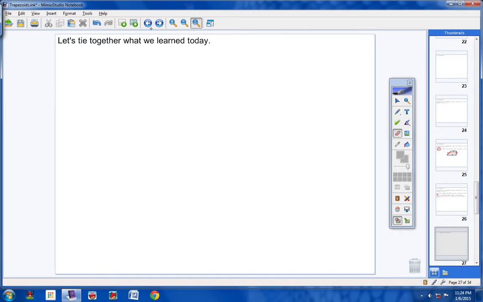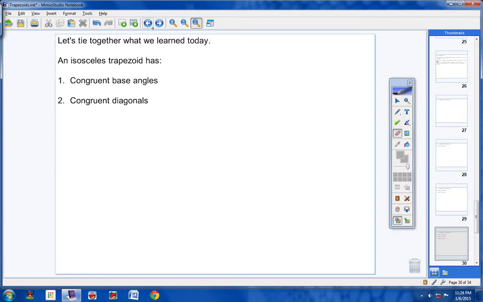Let's tie together what we learned today. This is mandatory note-taking. I do want you to take notes on this, so here we go. Number 1, an isosceles trapezoid has what? Congruent base angles and congruent diagonals. Copy that down, please. Well, we know also one more thing. We know by definition it has what also? I should have included this. Congruent what? Legs. That's just by the definition of an isosceles trapezoid. Copy this down, please. An isosceles trapezoid has congruent base angles, congruent diagonals, congruent legs.